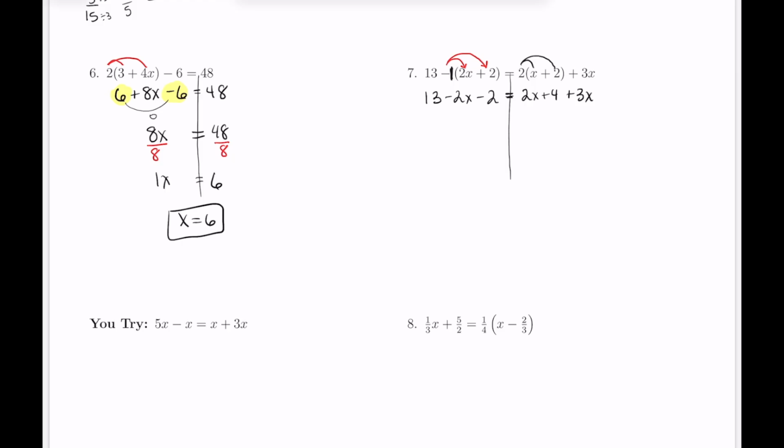So I see that we've got a 13 and a negative 2. Those will just combine to make 11.